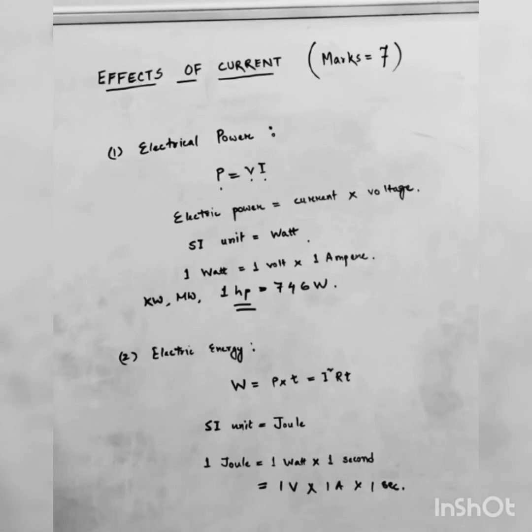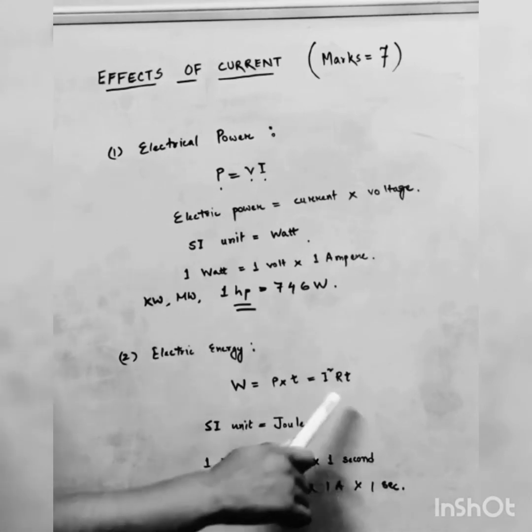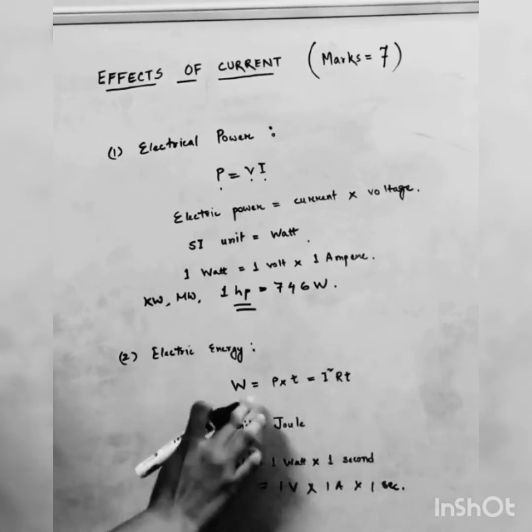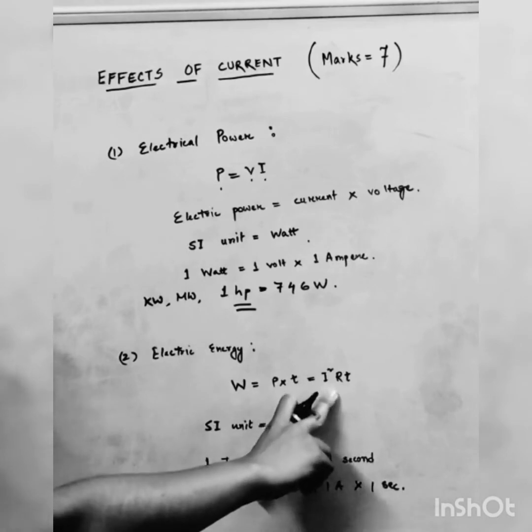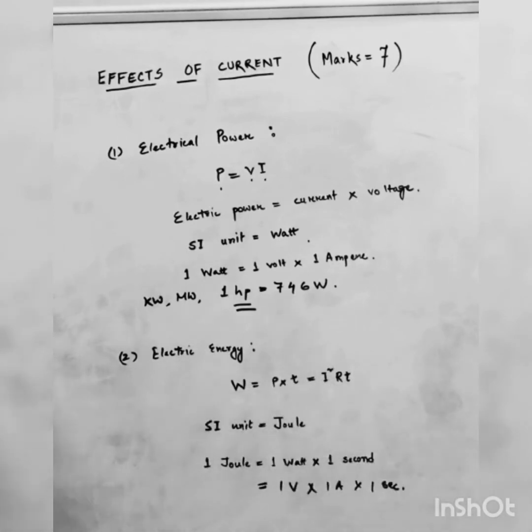W is equal to P into T, that is the power into the given time, which can also be denoted as I square RT, because the work done in a given conductor where current is flowing is given by Joule's law. W is equal to I square RT is simply known as the electric energy.